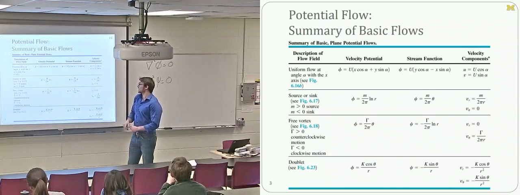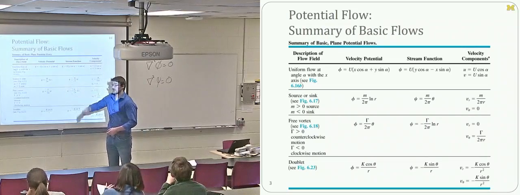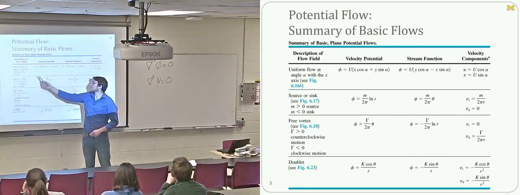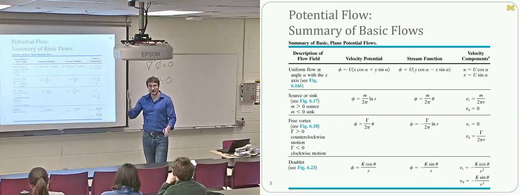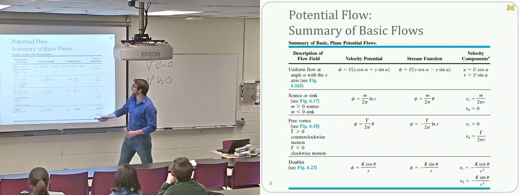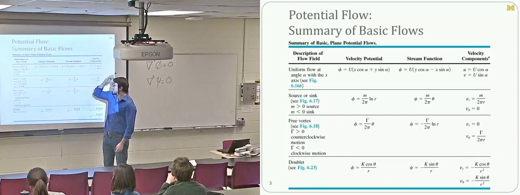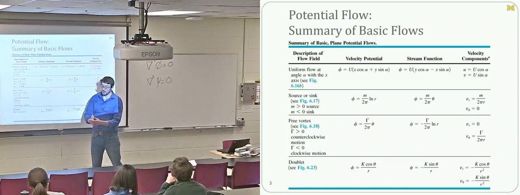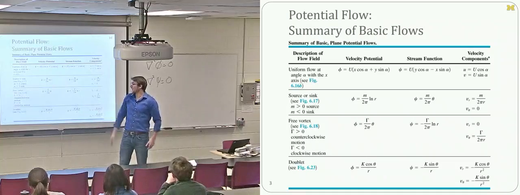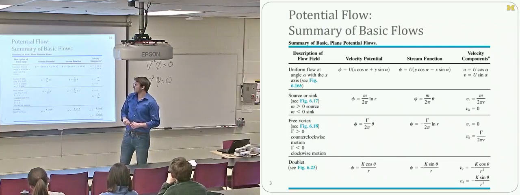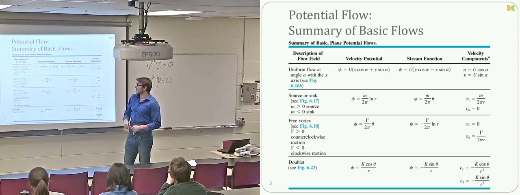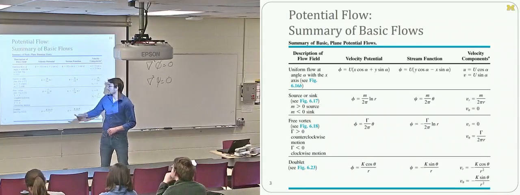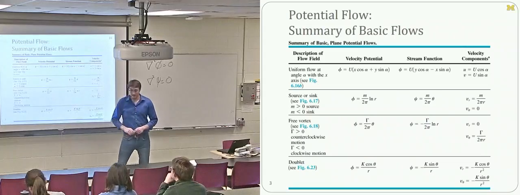And remember also that lines of constant psi indicate streamlines, whereas lines of constant phi are what we call equipotential lines, and the two of them are always orthogonal to one another, which is why, for example, the streamlines of a source or sink that radiate outward look a whole lot like the equipotential lines of a free vortex.